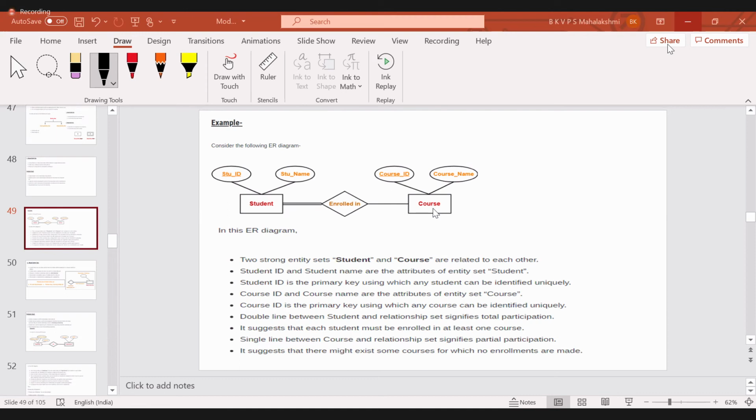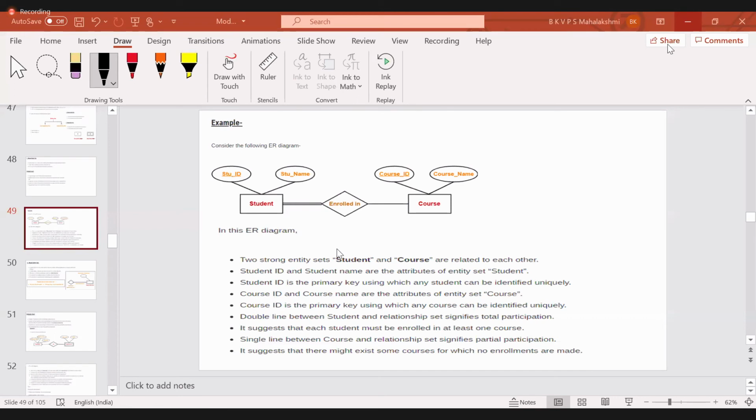So now tell me, is there any key attribute for the course? Important attribute for the course? Course ID. Yeah, course ID. For the student, as usual, roll number, student ID. So each entity has the primary key, nothing but the key attribute. Hence, these two are called strong entities, and those should be represented with a single rectangular line.